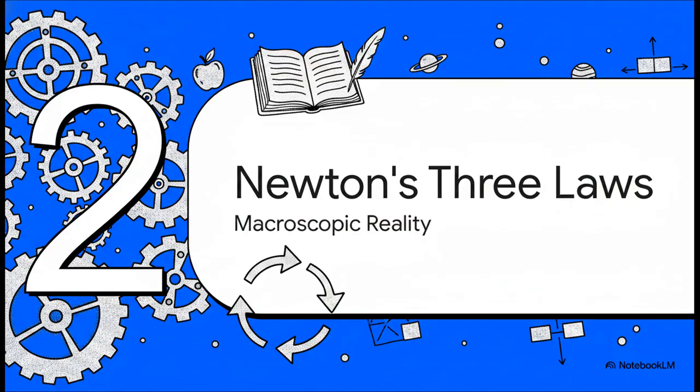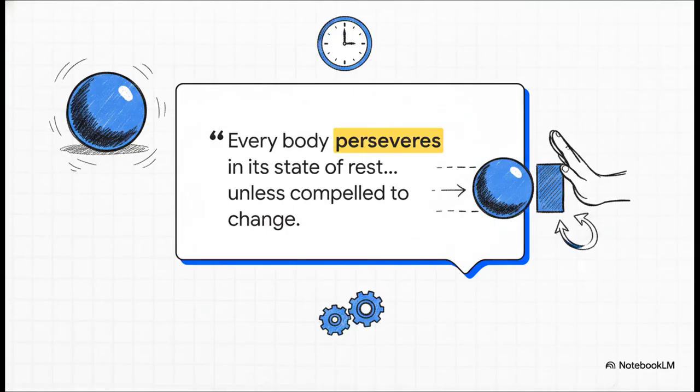Section 2. Newton's three laws. Let's see how this all builds into the foundational rules published back in 1687 that literally govern our reality. Every body perseveres in its state of rest or of uniform motion in a right line unless it is compelled to change that state by forces impressed thereon.